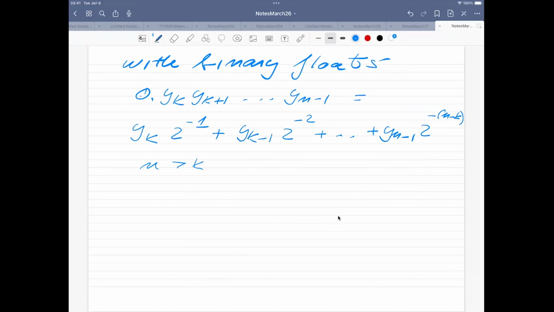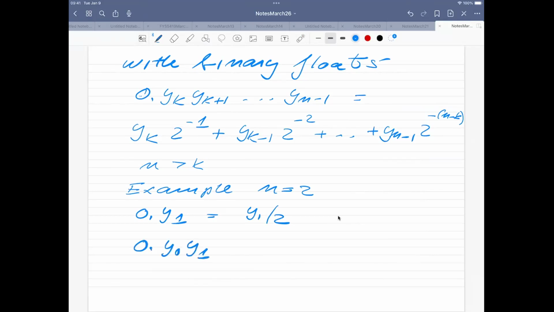So if you now look at a specific example with n equal to 2, just to get a little bit acquainted with this notation, then we would have 0. and y1. And that's simply y1 divided by 2 if we use this formula. And then I have 0. and y0 and y1. And that is simply y0 divided by 2 plus y1 divided by 4.